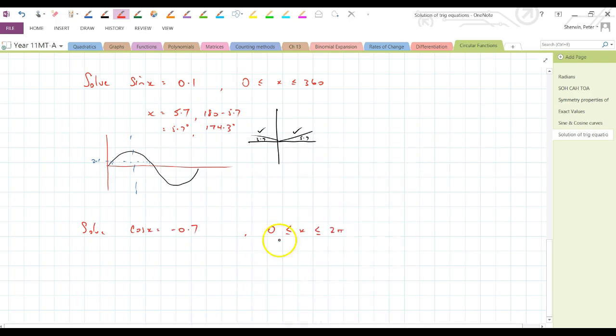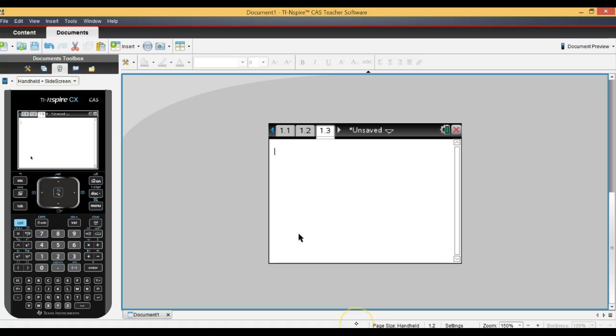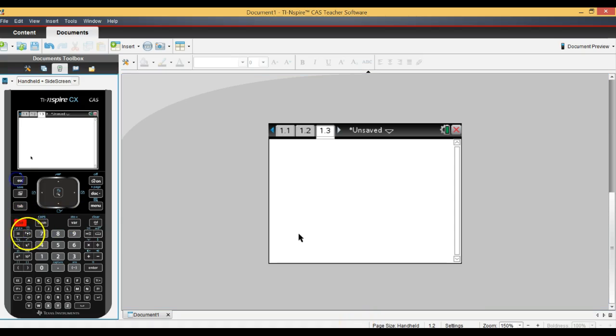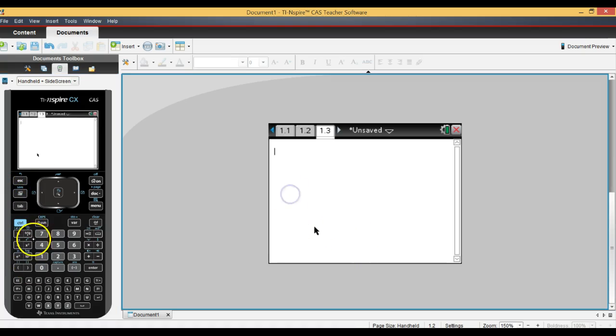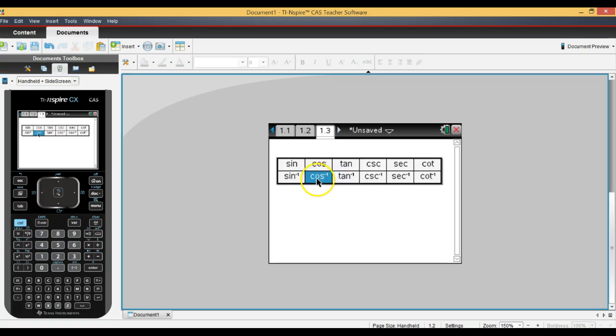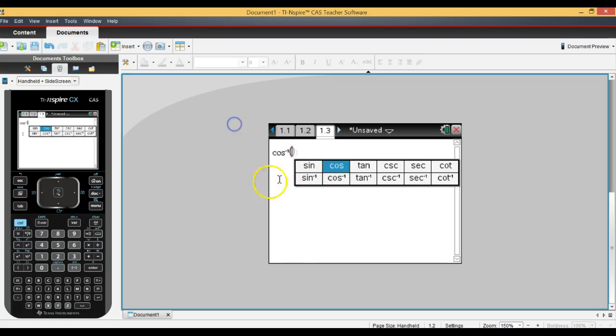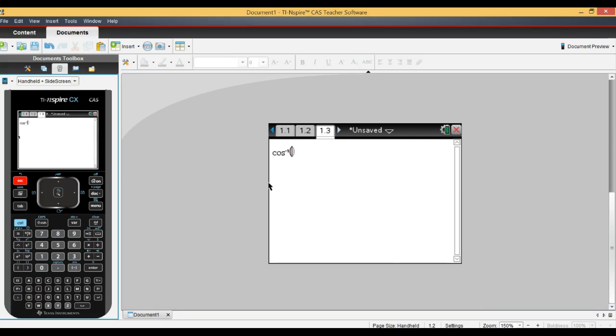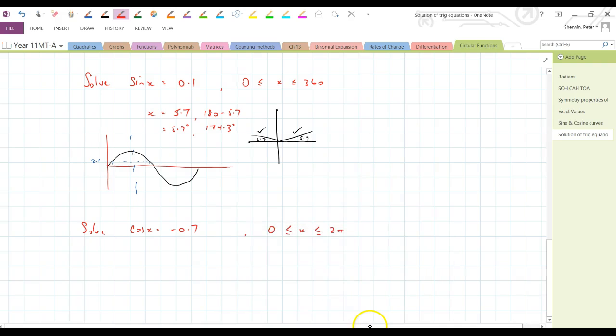Go back in here and find out. Now I'm not going to put minus 0.7 in. I'm going to put in 0.7. I'm going to forget the negative for the moment, because that's just telling me what quadrants I need to go into. So it's cos inverse. Okay, I've got my calculator under control now, so I'm just putting 0.7 in here and hitting enter. Now that's in radians, isn't it? 0.795. Let's go with 0.795.